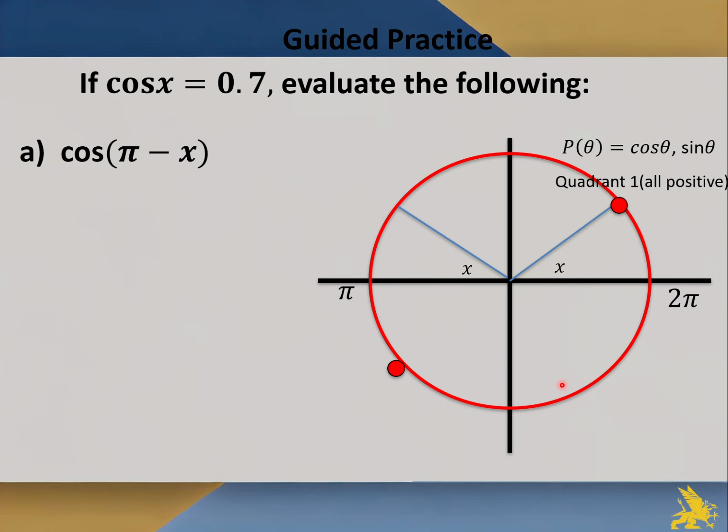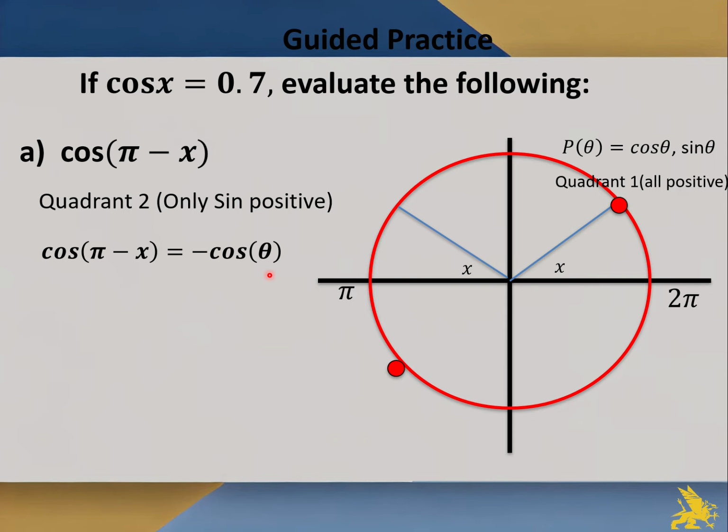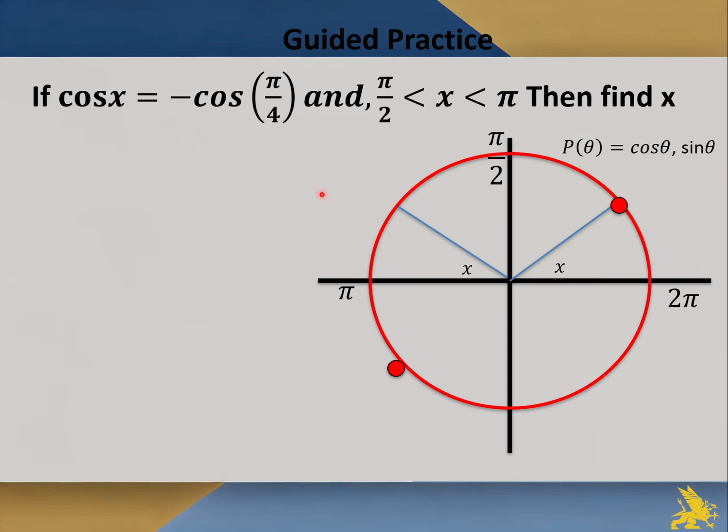If I look at cosine pi minus x, same thing. This is x, but if I start with pi and then minus x, I'm in quadrant 2. Quadrant 2 is sine is positive because it's SACT. So if sine is positive, cosine will be negative. So this is going to be equal to negative cosine theta, or sorry, negative cosine x, I should have put. That means, what is my cosine? It's 0.7, so it'll be negative 0.7.